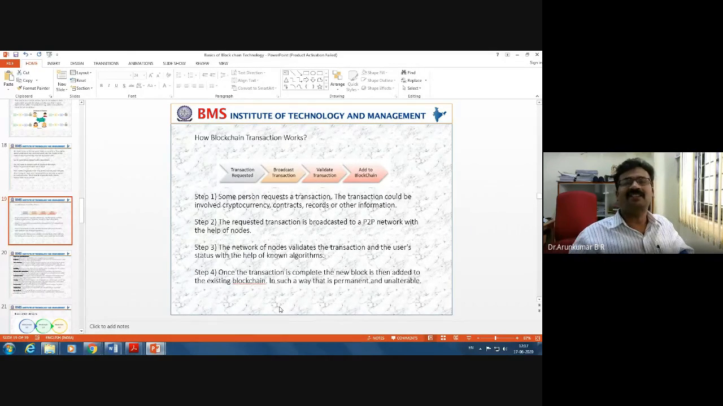How does a blockchain transaction work? We have to see this. Very first you can see here: transaction requested, broadcast the transaction, validate the transaction, add to blockchain. So now in the distributed peer-to-peer network a new block is created and it will be added. How does that process happen, how does a transaction happen? Some person requests a transaction. The transaction could involve cryptocurrency or some contracts or records or other information.